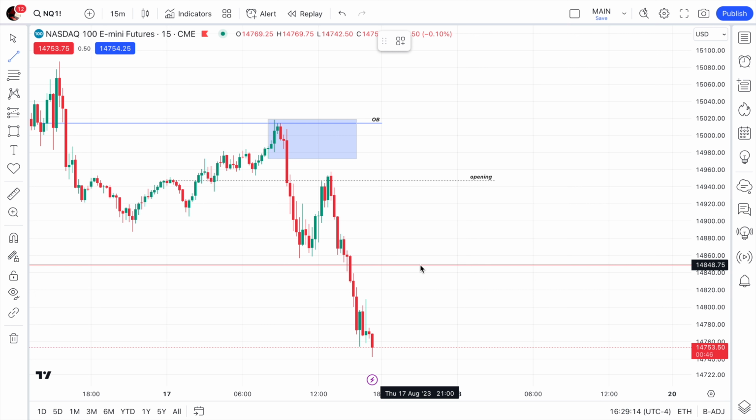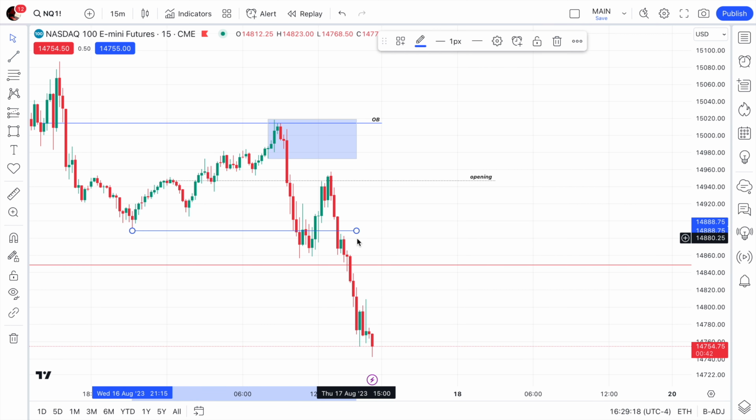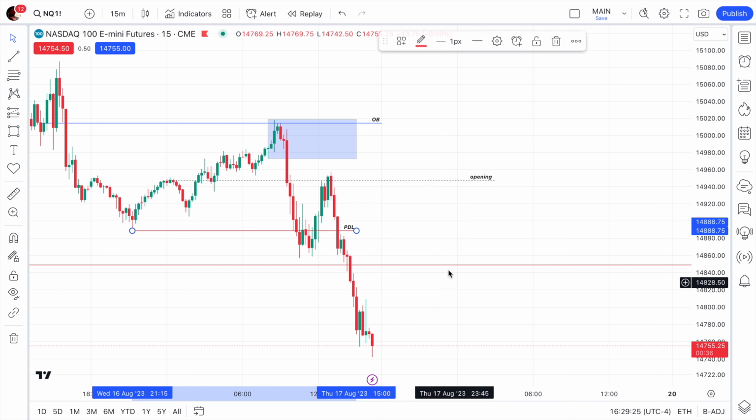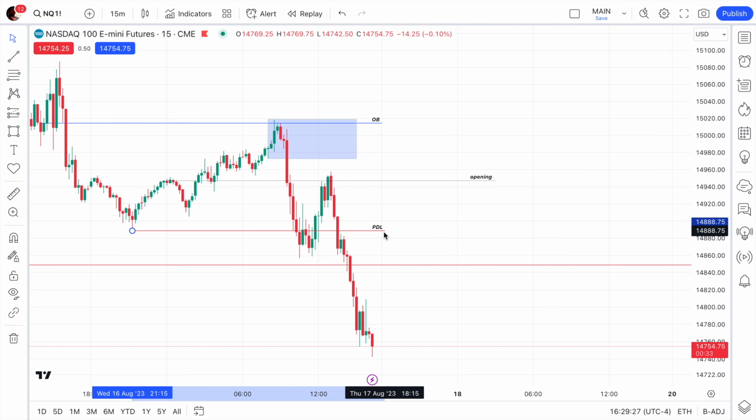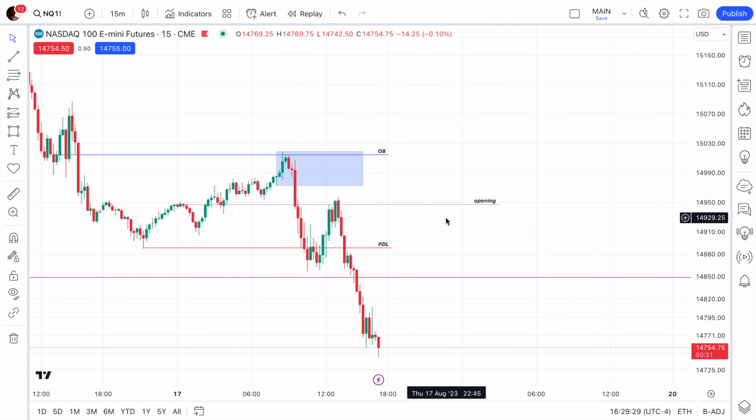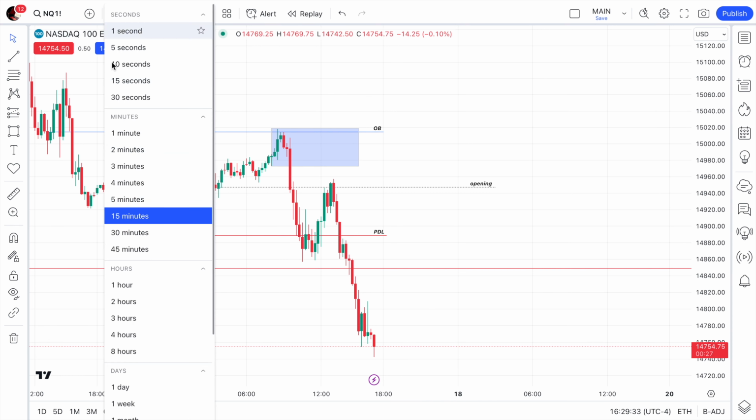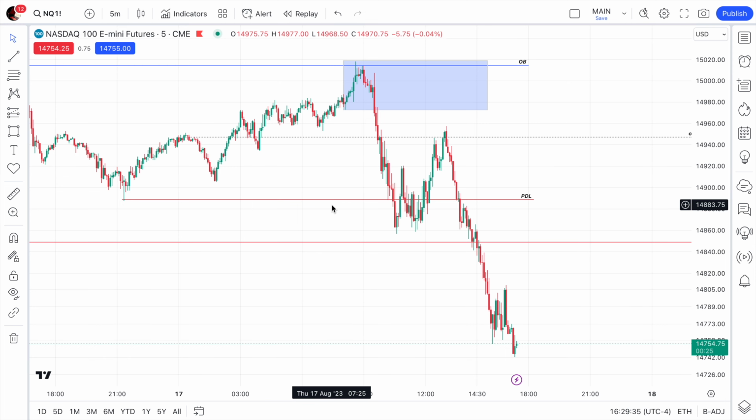So we have the draw on liquidity down here, but we also have another draw on liquidity down here, which would be previous day's low. Very important. I would say the markets, or the algorithm, targets previous day lows and previous day weeks more than anything else. So that's everything on the 15-minute time frame.